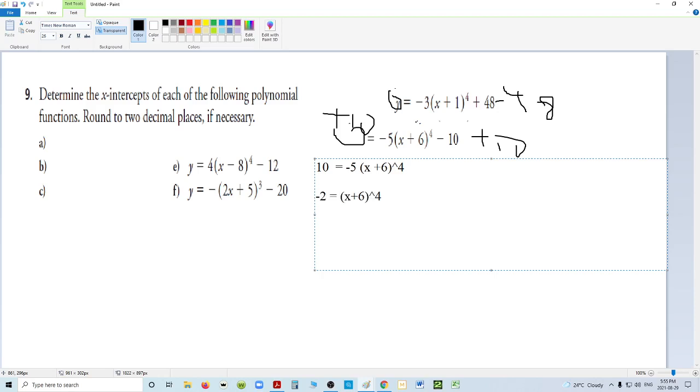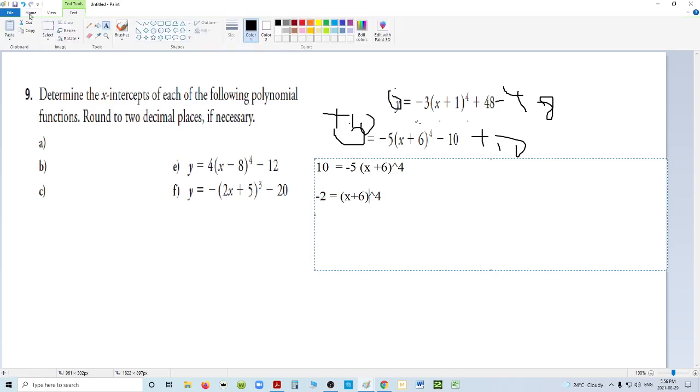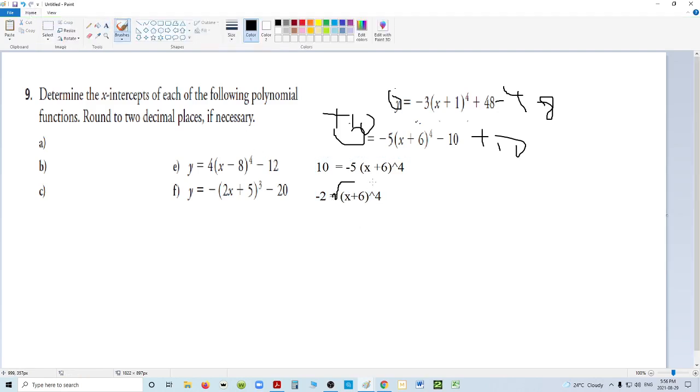Now here's the problem. You can only take a cube root or an odd root of negative 2 to get an answer. There's no possible square root, 4th root, or 8th root that you can do of negative 2, which is why when we do the next step, which is take a 4th root of both sides, there's no possible answer there. There's no possible value of x that would create a negative 2, because you can't take a square root or a 4th root or a 6th root or an 8th root or a 10th root of a negative number.